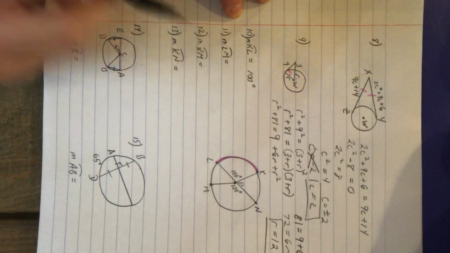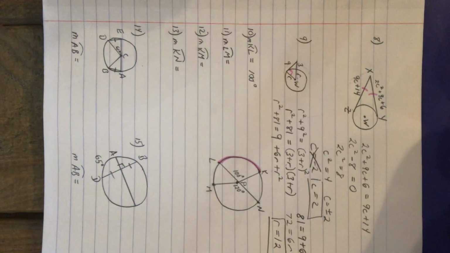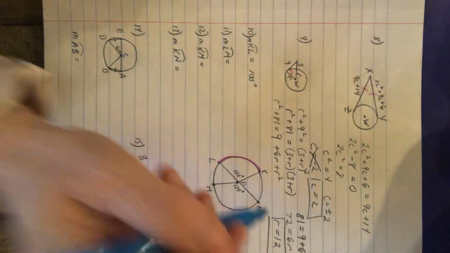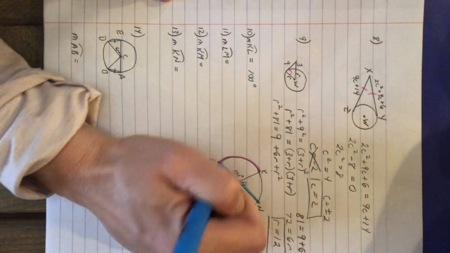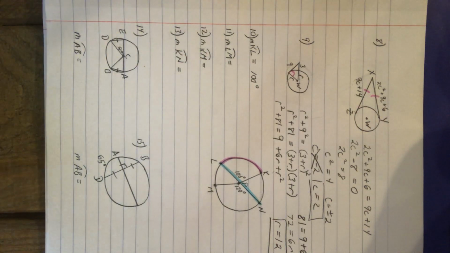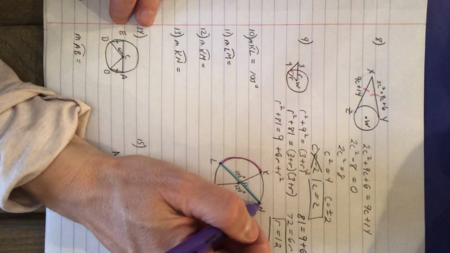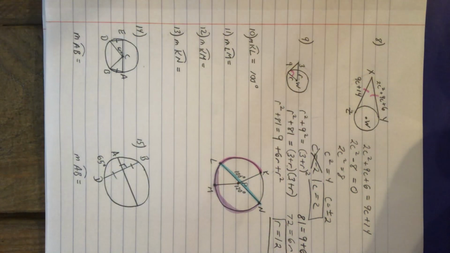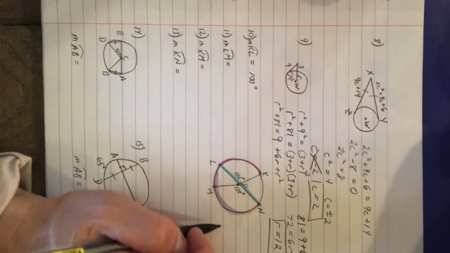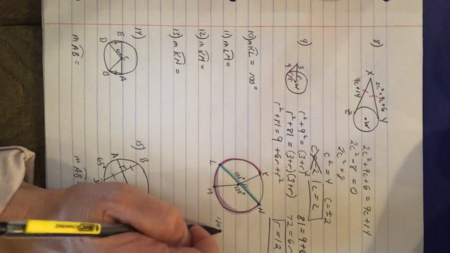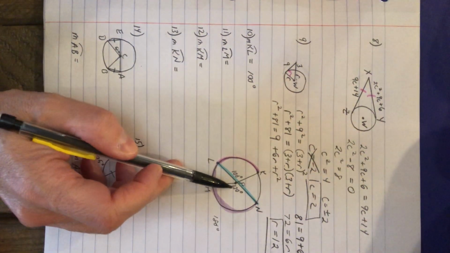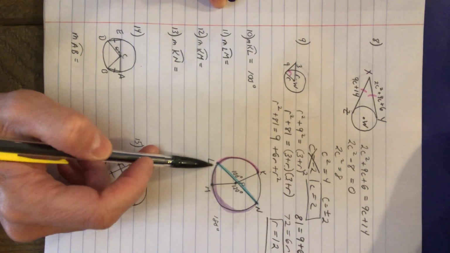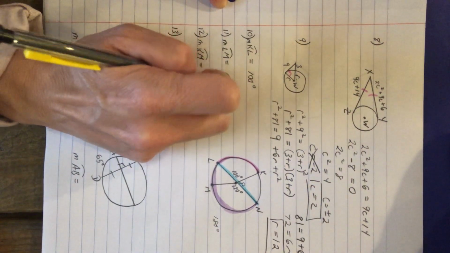All right, now it says LM. Now that might get a little more difficult, but what we need to recognize here is that we were given a diameter. And when we're given a diameter, it breaks the circle into two semicircles. So I know that this purple arc would have to be 180 degrees. Therefore, if this is 120 and this whole arc is 180, I know that the LM would have to be 60 degrees.